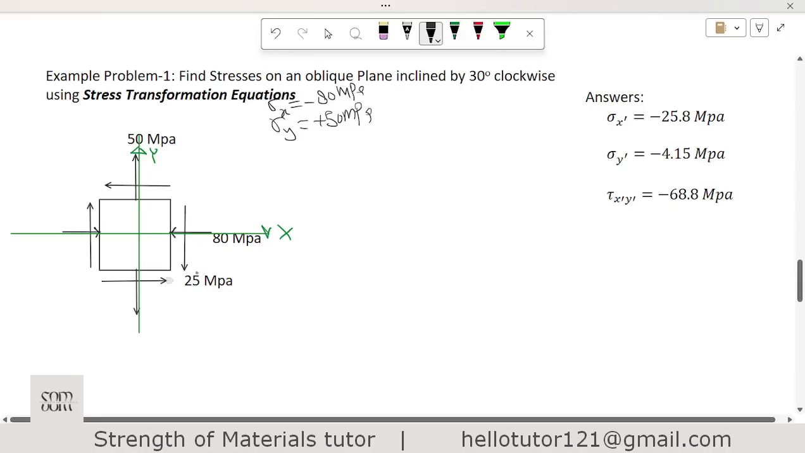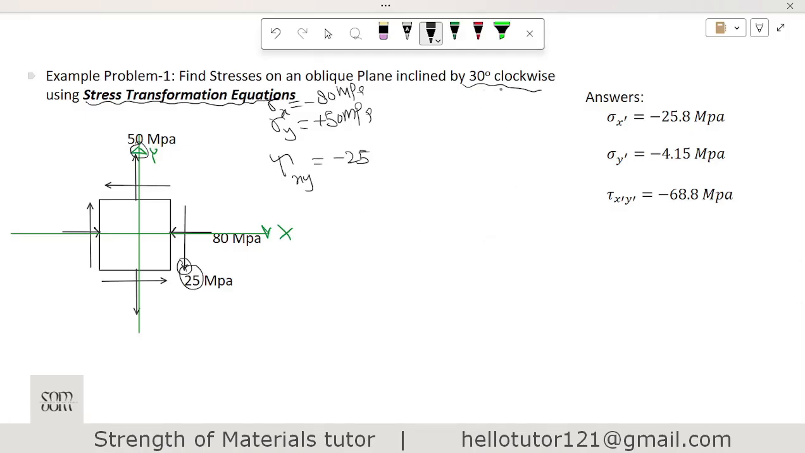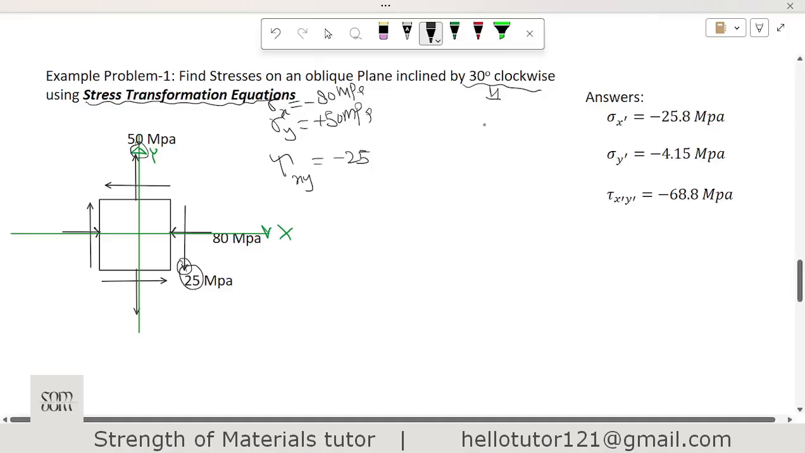Now tau xy: you can see this arrow is opposite to this, right? So it is negative. Tau xy is minus 25. Now what do we have to do? Find stresses on an oblique plane inclined by 30 degrees clockwise using the stress transformation equations. So we have to use those equations. Anti-clockwise angle is positive and clockwise is negative, so it is negative 30 degrees.